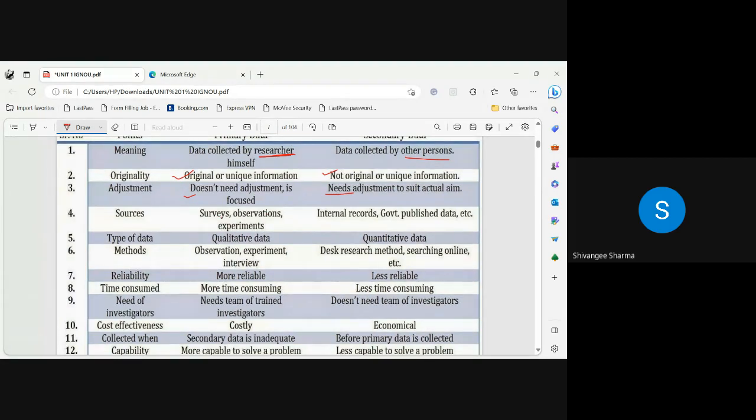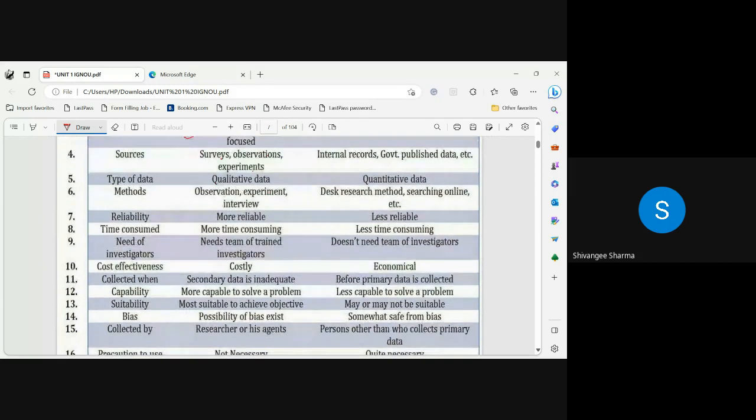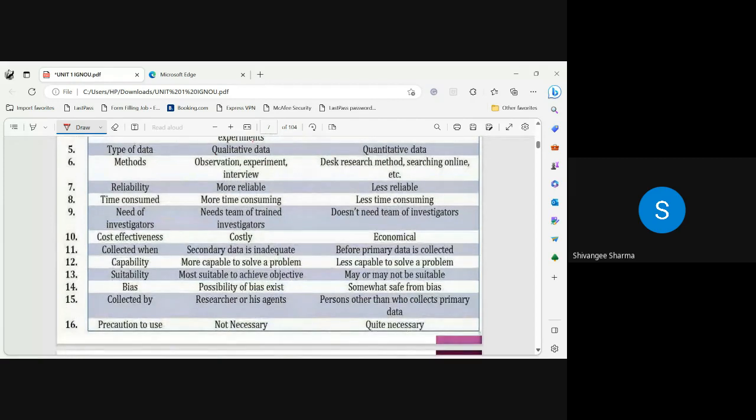Surveys, observations, experiments and questionnaires are the sources from where primary data can be collected, and we have records, government published data, books, journals, etc. for secondary data. This difference of qualitative and quantitative will be more clear in the next slide. And the methods are observations, experiment, and interview for primary data.